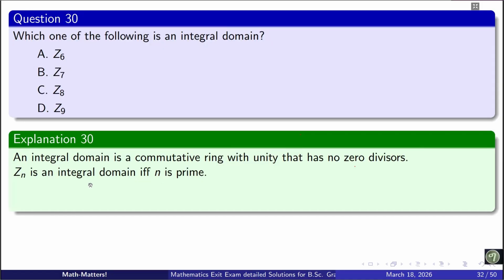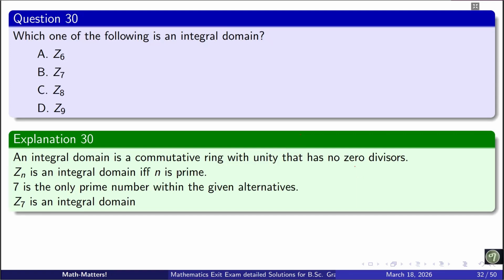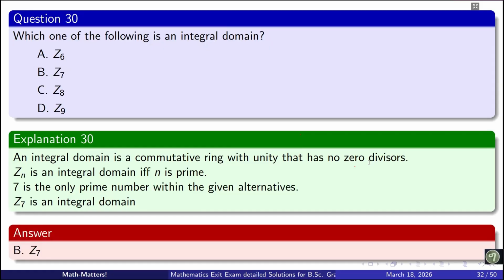Because if n is an even number, the commutative ring will have zero divisors, but it will have no zero divisors whenever n is a prime number. So 7 is the only prime number within the given alternatives. Therefore, Z7 is an integral domain, a commutative ring with unity and no zero divisors. So the answer is Z7, which is B.